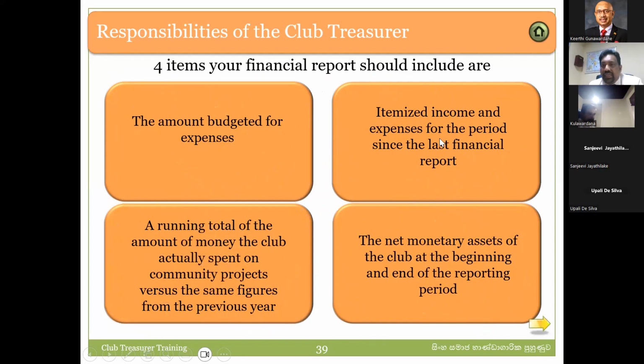Itemize income and expenses for the period since the last financial report. The third point is the running total of the amount of money the club actually spent on community projects, compared with the same figure from the previous year.